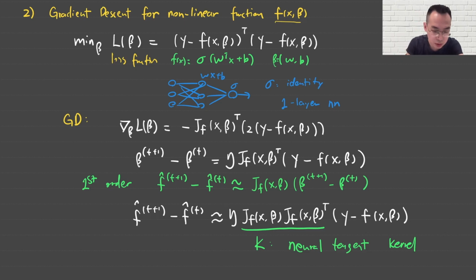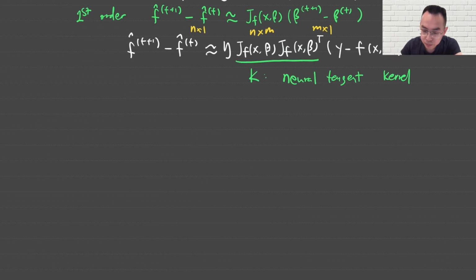I should probably just spell out the dimensions first, right? The beta is going to be an m times 1 vector. For the f, the predicted value here is an n by 1 vector. It means that our Jacobian here is going to be an n by m matrix. So at least the dimension you see here is correct: we have an n by n matrix for the kernel. But let me just spell it out.